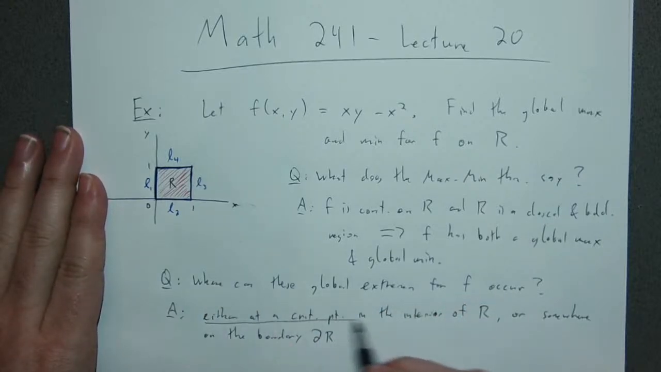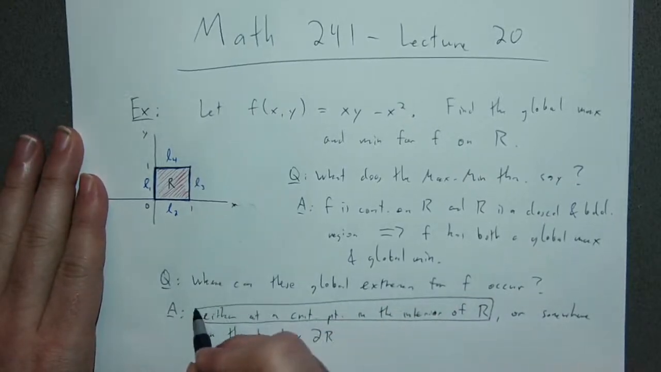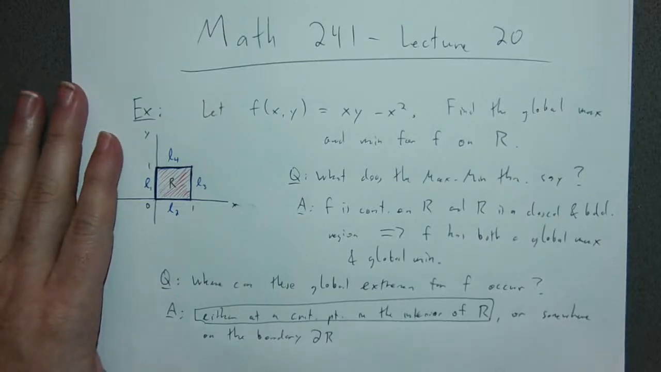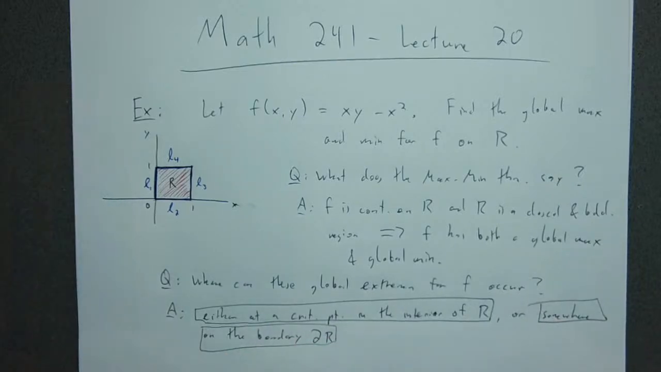Either at a critical point in the interior, so that's one place. Checking that won't be a problem. I can do that with all of the stuff I did in 13.8. I can do that with all the stuff that we did for the second partials test, right? Or somewhere on the boundary of R. Okay, so that's the bit that's going to require a little bit more work. So let's get to this.